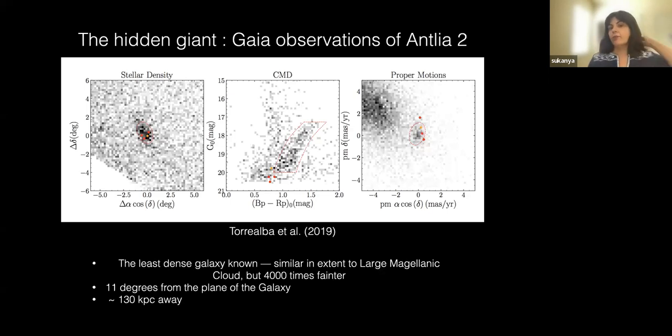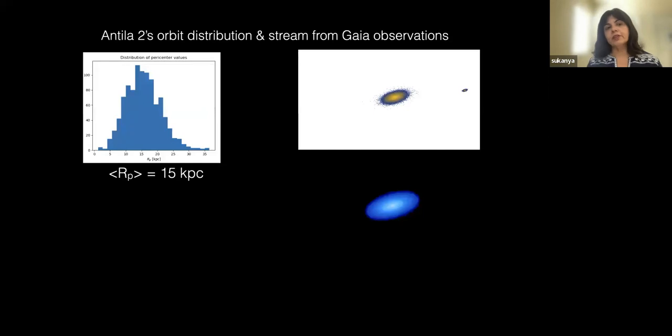We have proper motions, so we can calculate, for an assumed galactic potential, the orbital distribution of Antlia 2 within the galaxy, assuming the initial conditions that we have from the proper motions from Gaia. That's what's shown here in this topmost figure. This is showing the distribution of pericenter values.